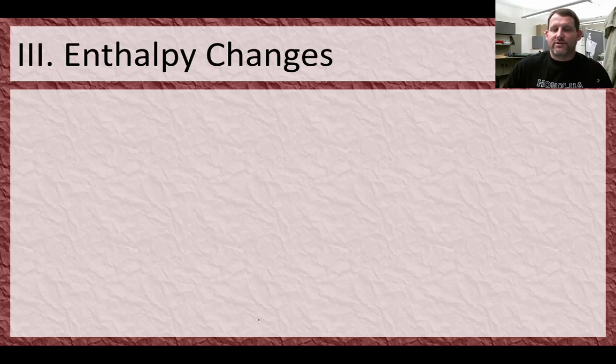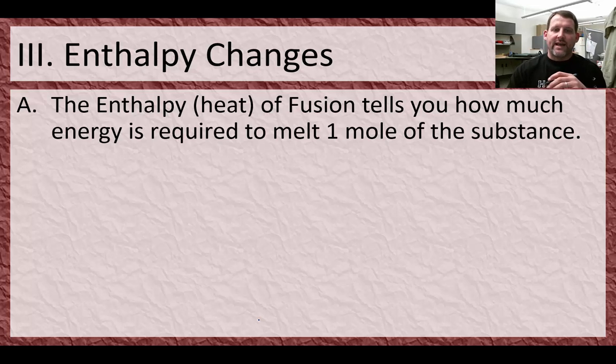Now, enthalpy changes. We need to learn how to work with those enthalpy changes. Remember, enthalpy is a fancy word for heat. So the enthalpy of fusion tells you how much energy it takes to melt 1 mole of the substance. Notice that before, specific heat was per gram per degree Celsius. This one is just per mole, and there's no degree Celsius because during melting, the temperature doesn't change.